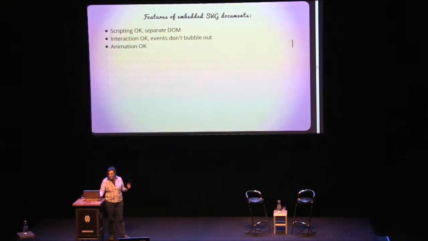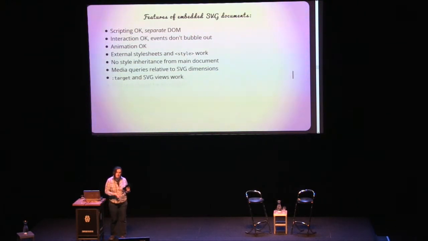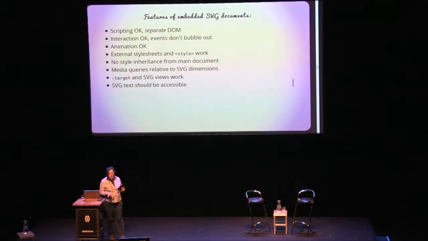Animation is okay, whether it's declarative or scripted. External style sheets are okay, as well as the style block, of course. There is still, however, no style inheritance from the external document to the nested one. And you still have media queries relative to the actual size you give that object or iframe. But you also have this target in SVG views because you're embedding the SVG with a specific URL. You can still put a target fragment on that URL. And SVG text should be accessible as part of its being interactive.